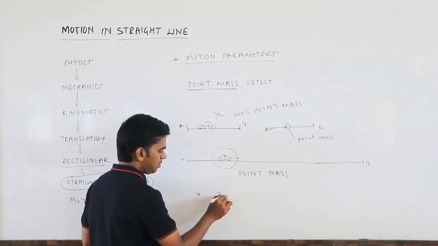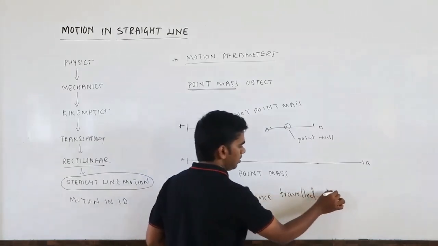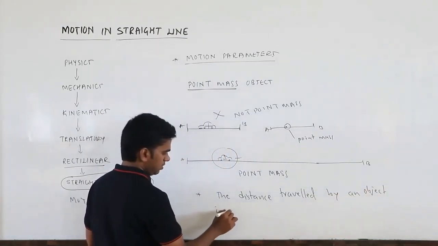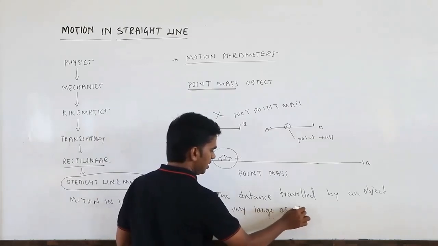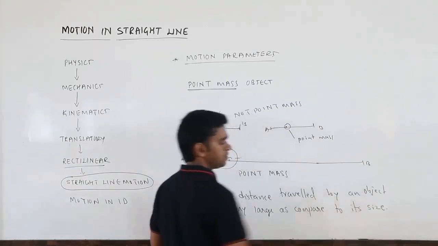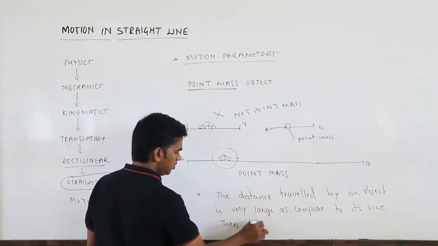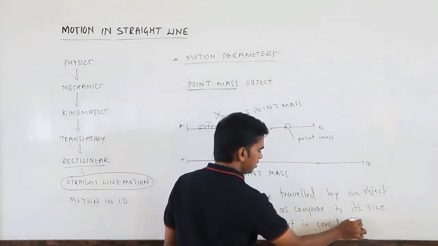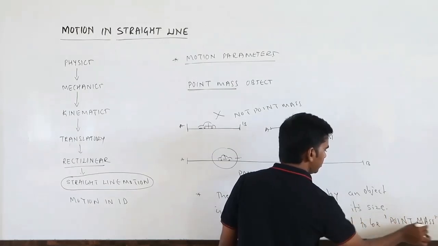The distance traveled by an object is very large as compared to its own size, then that object is considered to be a point mass.